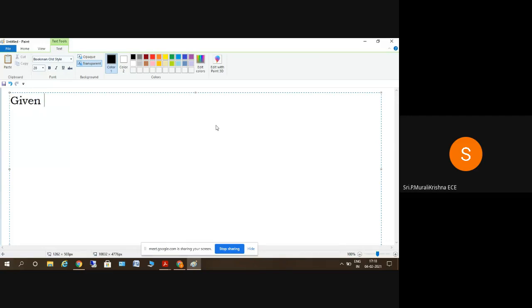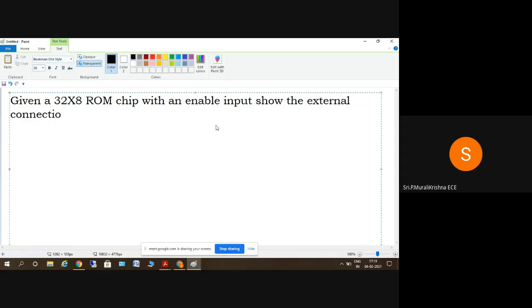Given a 32 into 8 ROM chip with an enable input, show the external connection necessary to construct a 128 into 8 ROM with four chips and a decoder.